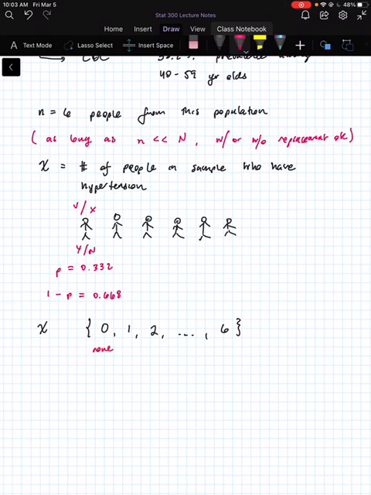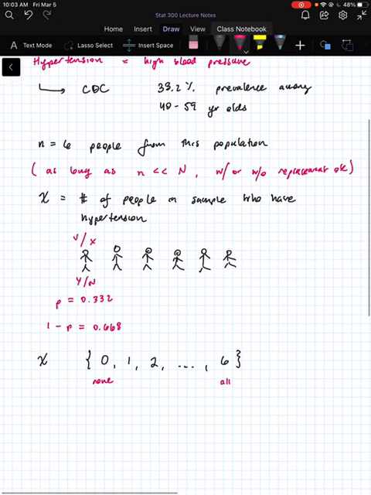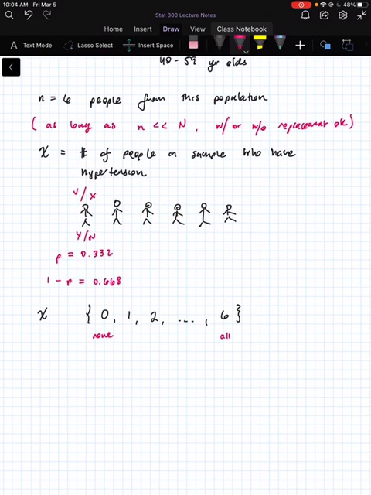So none, 1, 2, and so on. And the last one is all of them have it. Now we expect that if we have a 33.2% prevalence, that's probably not going to make it likely that all of them have it. That'd be very unusual, right? So let's look at the extreme cases first and use this to try to figure out what the probability mass function should be.